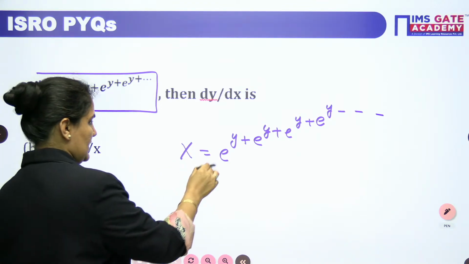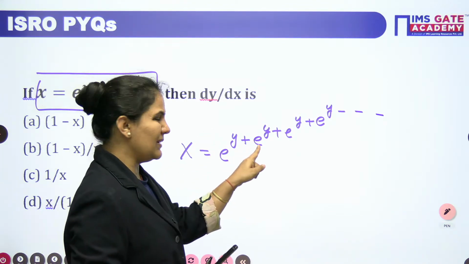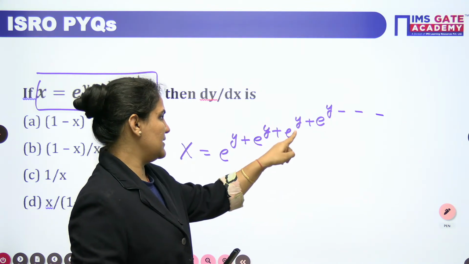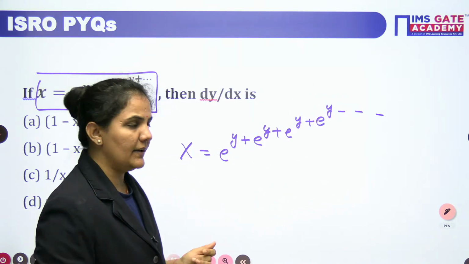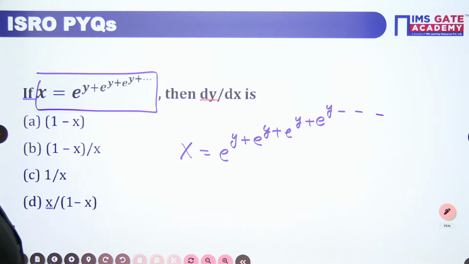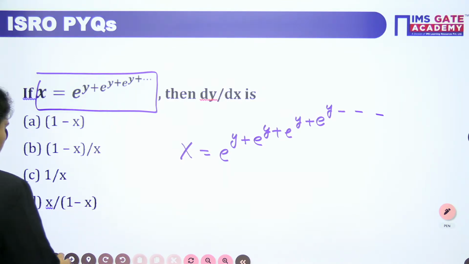So the question is like this: e power y, then y plus e power y, again y plus e power y. The process is repeating itself, e power y plus e power y plus e power y and so on. So how can we approach the question? We need to find out dy by dx.